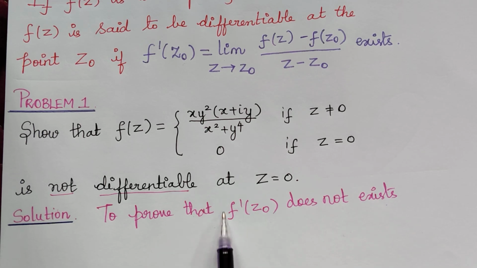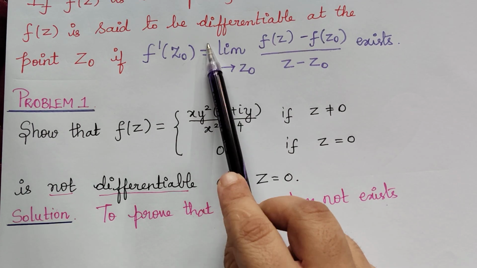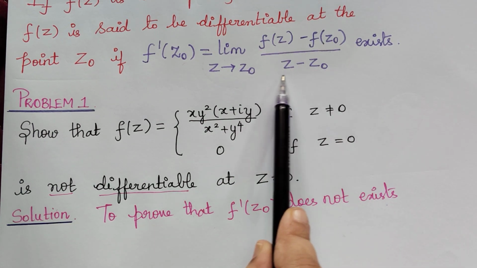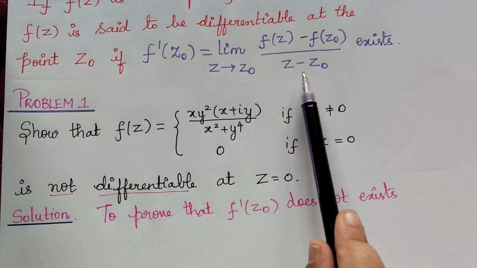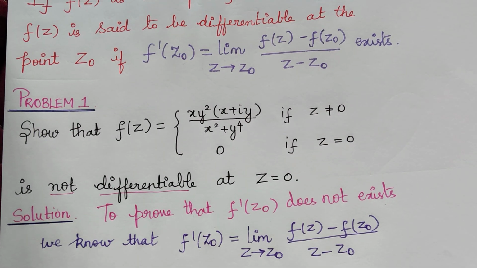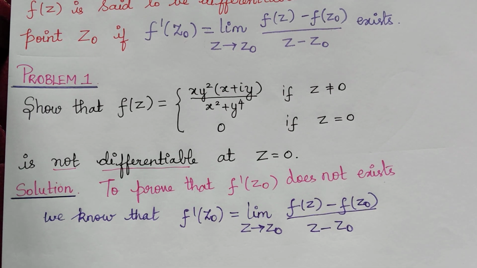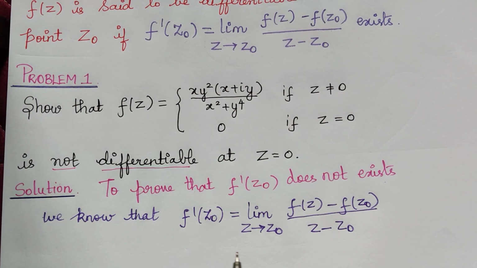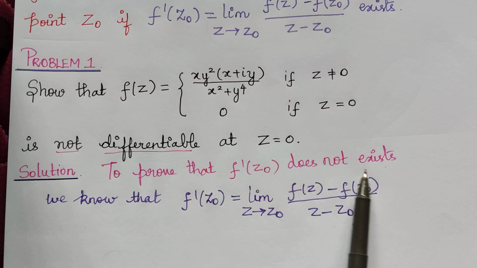Now what is this f dash of z naught? It is limit z tends to z naught of f of z minus f of z naught divided by z minus z naught. So let us write this. Now in order to show that the function is not differentiable, we have to show that this limit does not exist. So for that, first we shall prove that this limit does not exist.